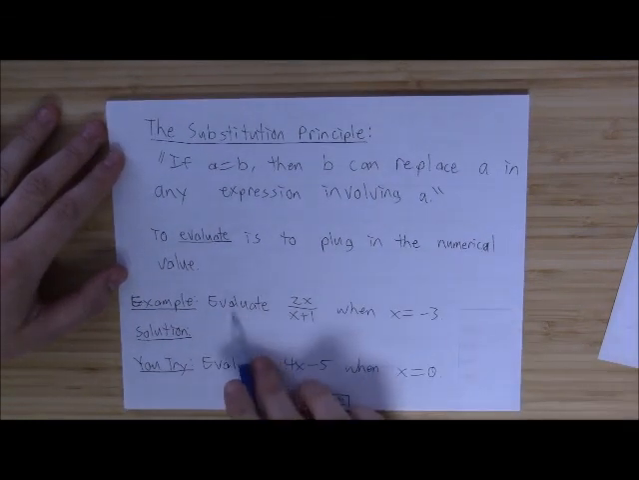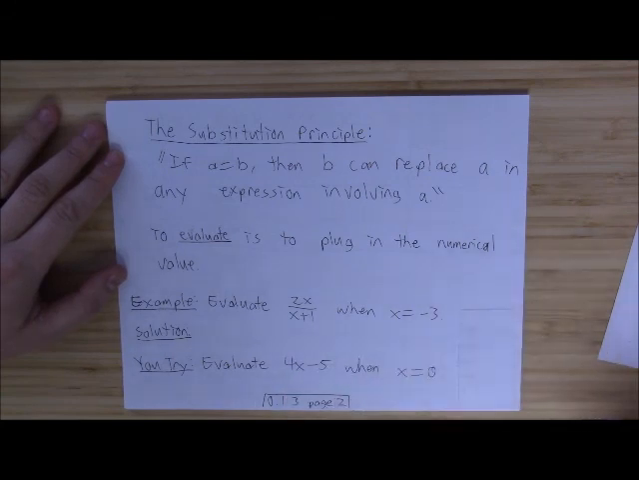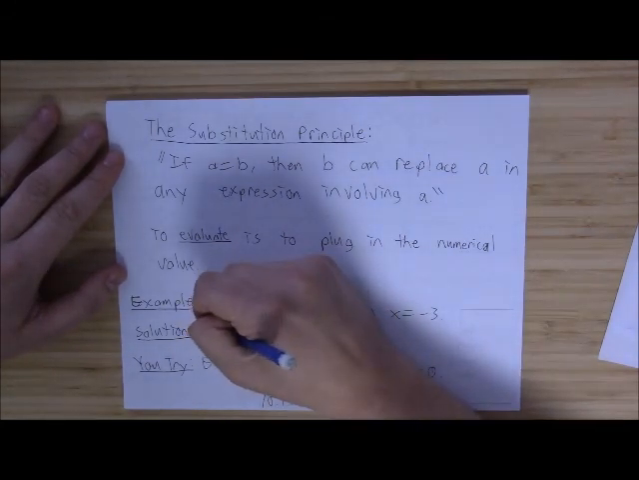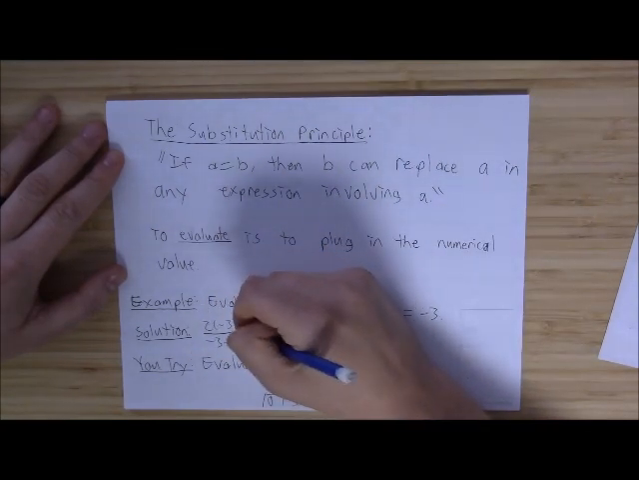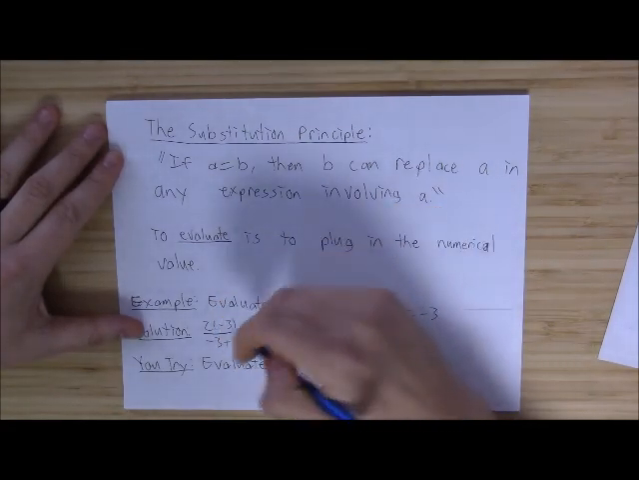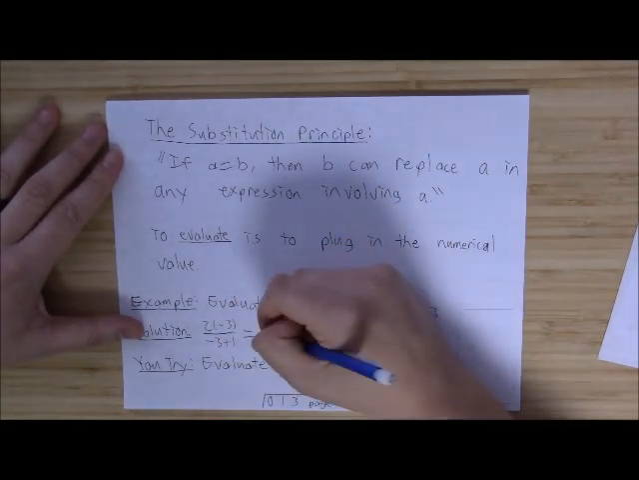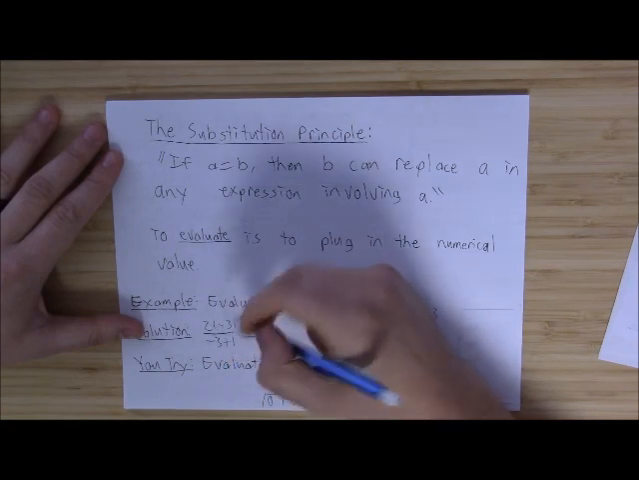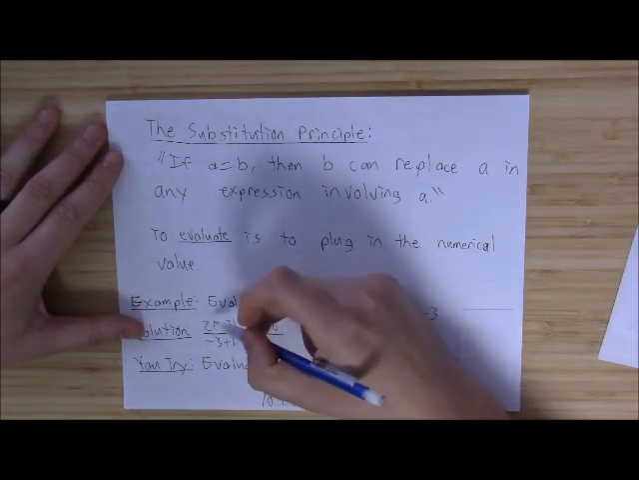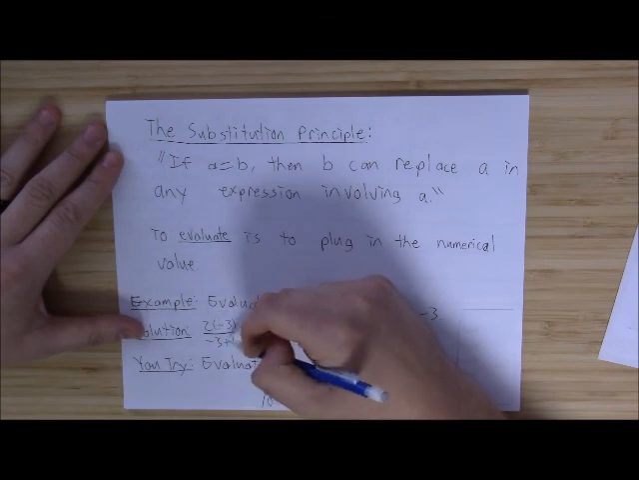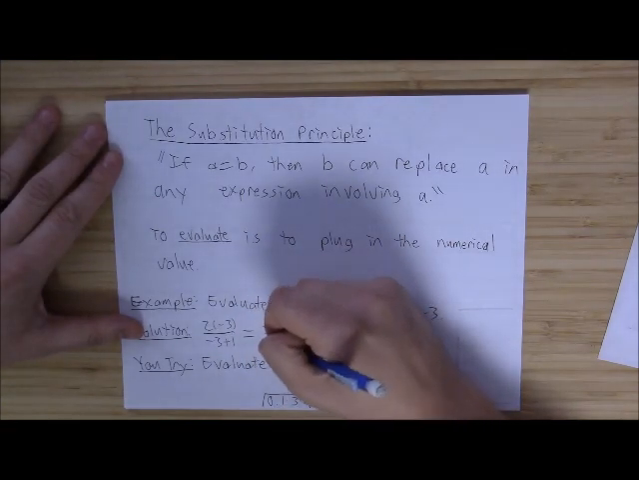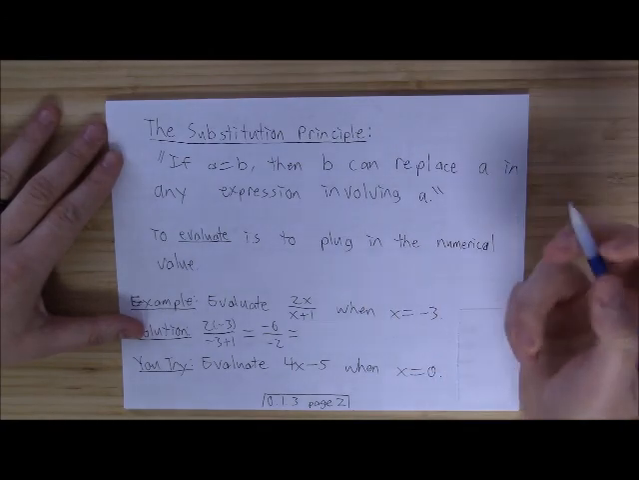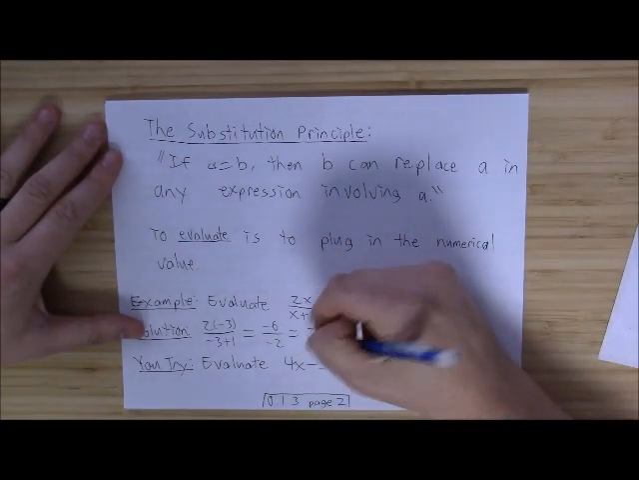So for instance, if we want to evaluate 2x over x plus 1 when x equals negative 3, this is 2 times negative 3 divided by negative 3 plus 1. Again, order of operations says we need to do our multiplication first. That's negative 6. And down here we see that the addition happens before the division, so we'll do the addition as well. Negative 3 plus 1 is negative 2, and now finally we can do the division. Negative 6 divided by negative 2 is going to give us 3.